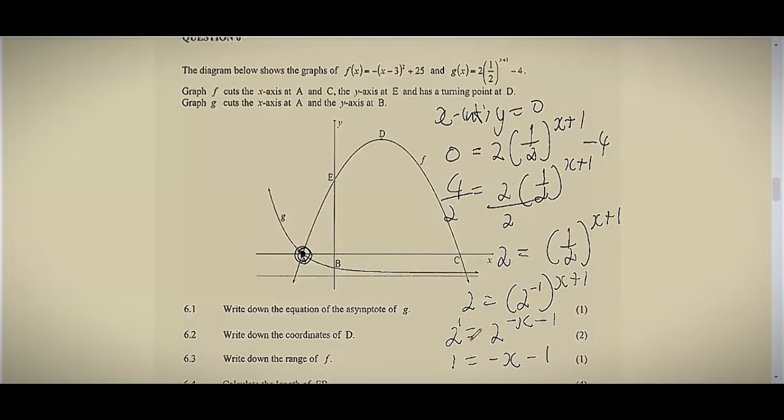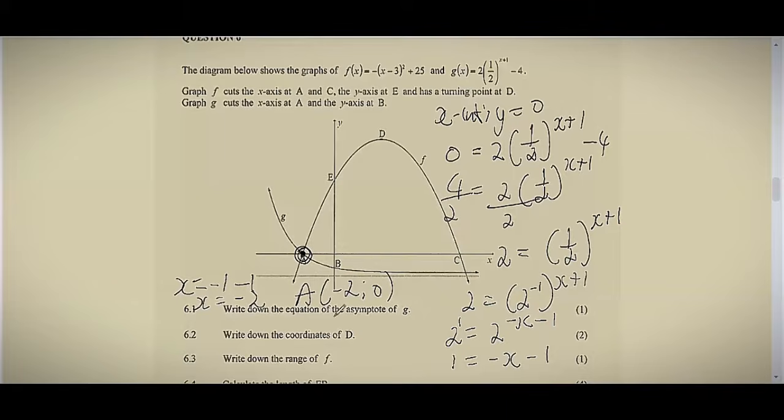Now if we take this x over to the side, this would be x is equal to negative 1, and then take this 1 over. So it's x is equal to negative 1 minus 1. This is x is equal to negative 2. So the coordinates of A are negative 2, 0.